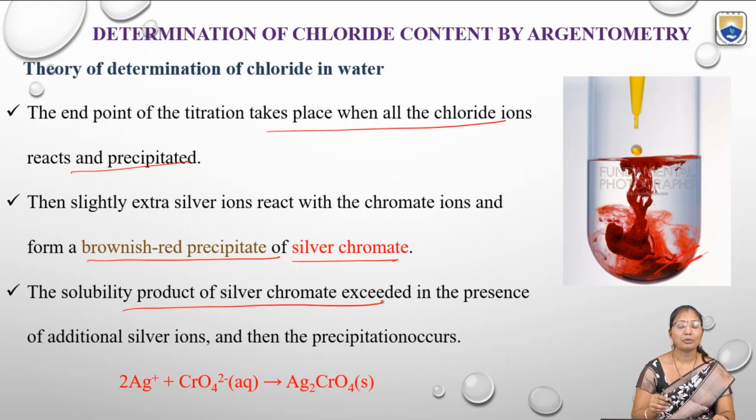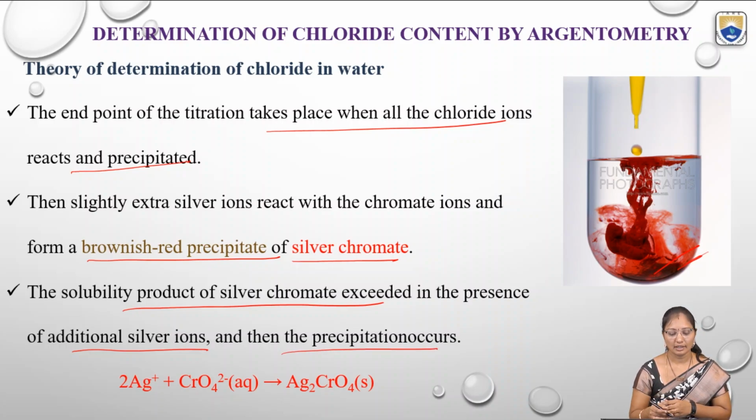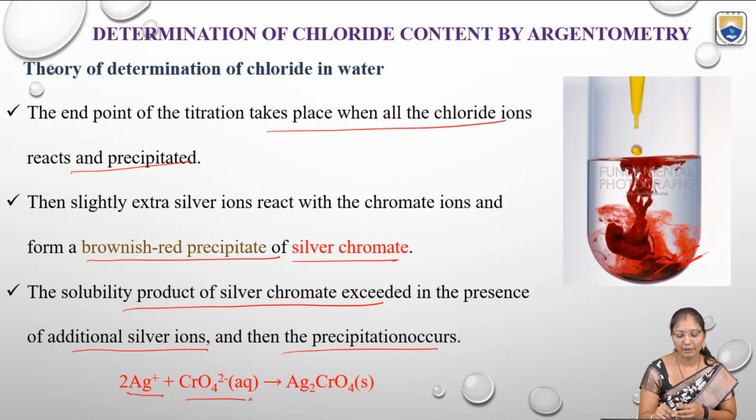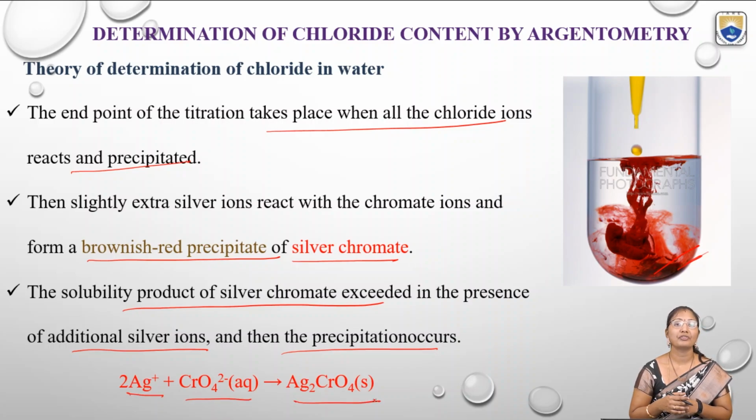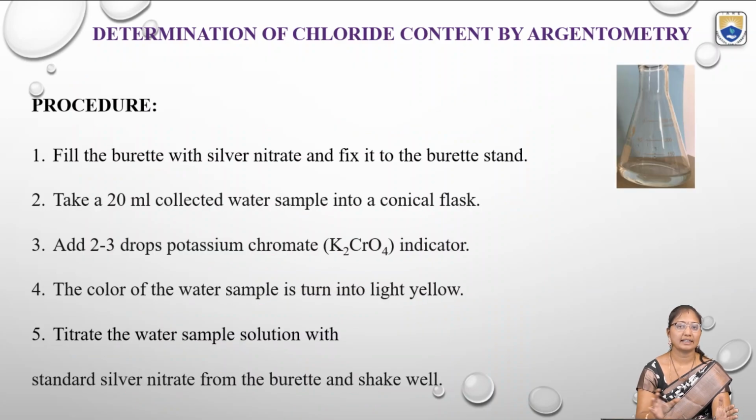The solubility product of silver chromate is exceeded in the presence of additional silver ions, and then precipitation occurs. Here the reaction is that two Ag+ ions react with the chromate ion, resulting in the formation of silver chromate, which is a brownish red, brick red precipitate. This is the theory involved.